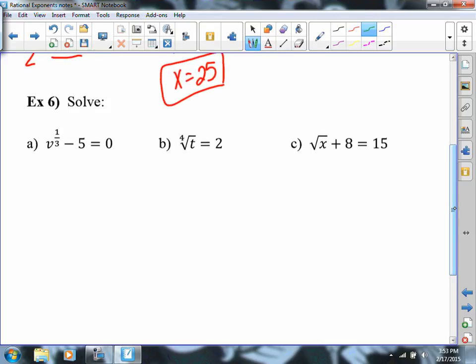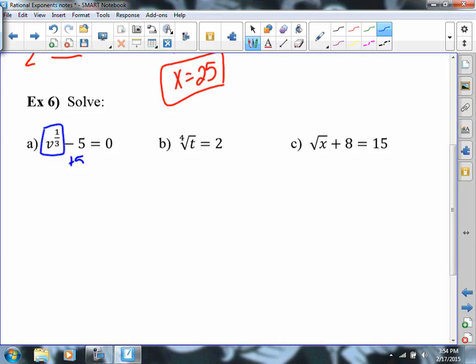Okay, so let's take a look at our last example here. Let's work through some of these equations. Now the thing is, you have to get the variable by itself. If it says to solve for the given variable, you have to make sure the variable is by itself first. Okay? So for part A, I'm going to eventually be solving for this v. Right now it's v to the 1/3.